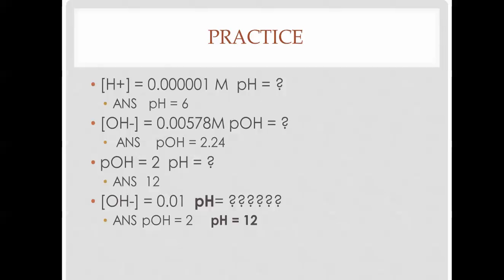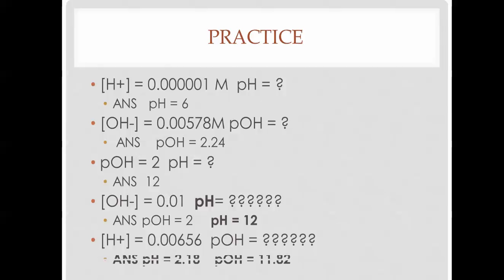Then there was one more here. The hydrogen ion concentration is 0.00656, and the pOH is question mark. So again, here we should find the pH first, because we don't have any direct information about the hydroxide ion concentration. So we find the pH first, and then we can subtract from 14 to find the pOH. So the pOH is 11.82.